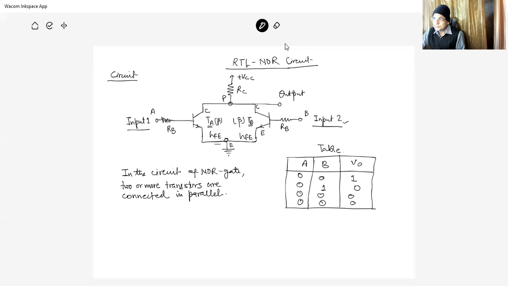These two inputs are connected with the power supply VCC through RA. Now in the circuit of NOR gate, two or more transistors are connected in parallel, and there are basically 4 steps. Why are there 4 steps? Because these are the 4 possibilities of the table. First is step 1. Step 1 corresponds to the first row. What is the first row?